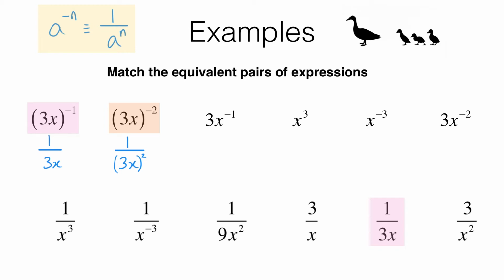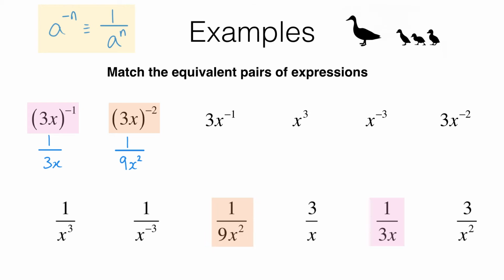But what we can do is notice what this actually means. 3x all squared is just 3x multiplied by 3x. We're squaring 3x, so multiplying it by itself. And 3x multiplied by 3x is 9x squared. We've got 3 multiplied by x multiplied by 3 multiplied by x. Don't forget the invisible multiplication signs in here. So our denominator here is really 9x squared. And we've now got a matching expression down here. It's this one.